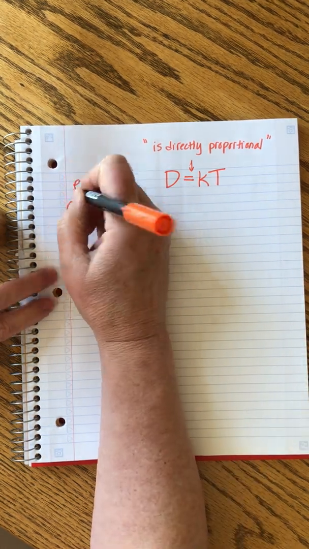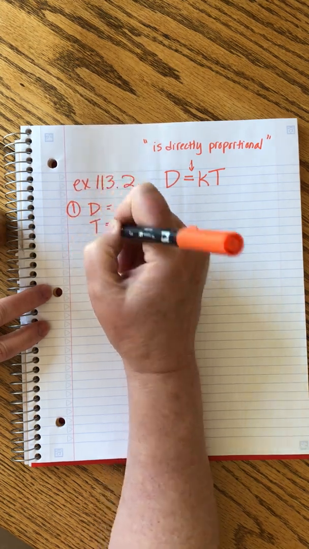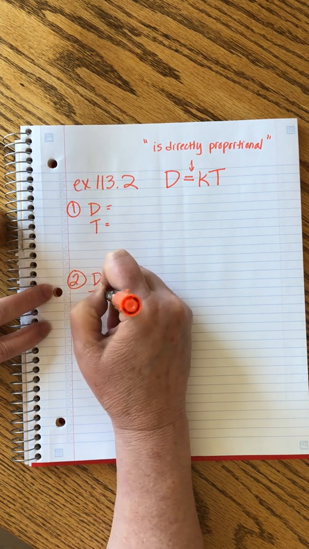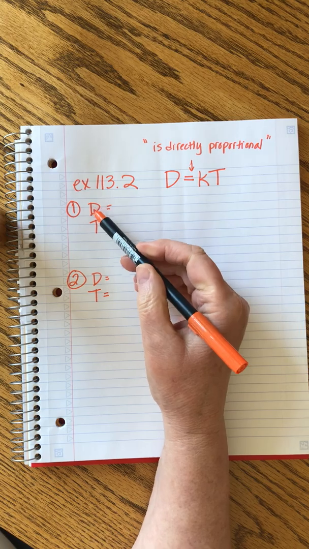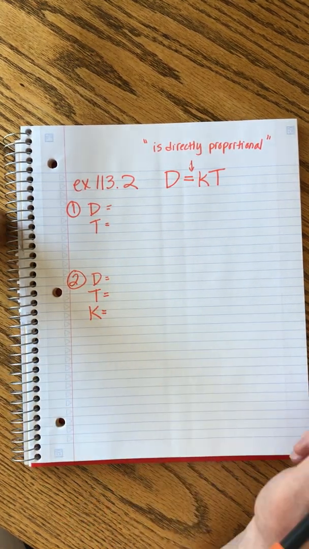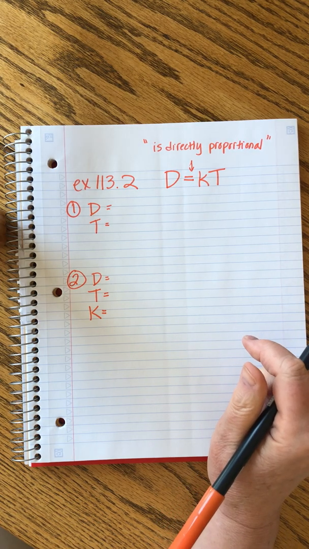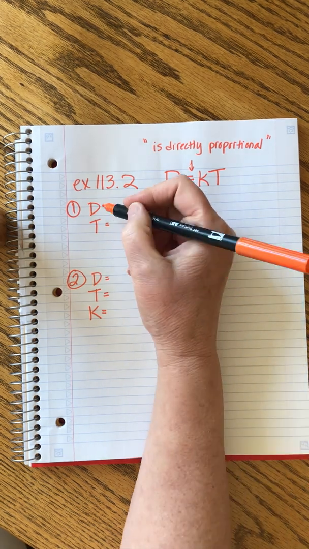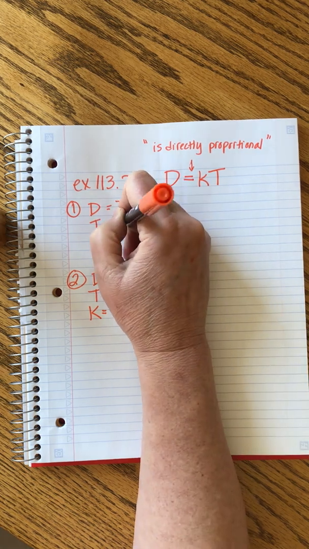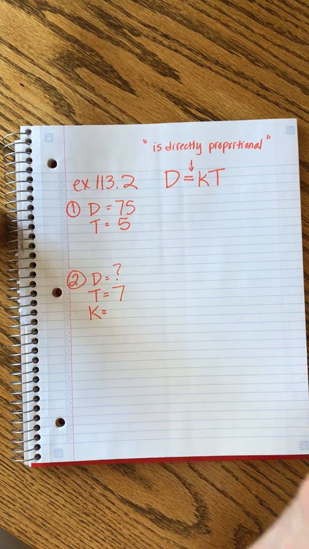Okay, first step, I'm going to get information about D and T, and that will let me solve for K, and then once I do that, I'm going to get either D or T, and I will solve for the other one. So I know I can set these up every time. And sometimes I like to just put K right here so it's in the list. All right, if a car goes 75 kilometers, is that a distance or a time? Easy. In 5 hours, how far will it go in 7 hours? So the distance is the question.